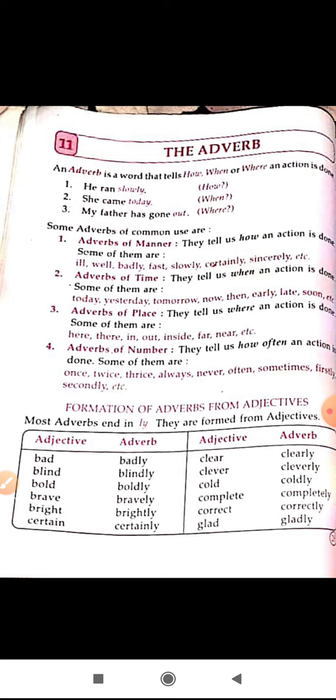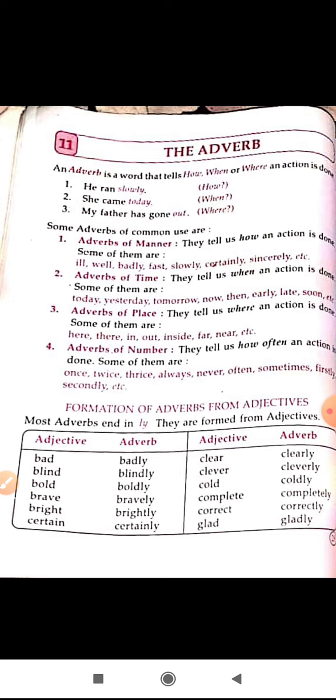Okay, next, formation of adverbs from adjectives. Most adverbs end in ly. Okay, so they are formed from adjectives. Okay, and adverbs never describe a noun or a pronoun. Remember, an adverb never describes a noun or a pronoun. Adverbs describe only verbs. Okay, adverbs describe verbs.